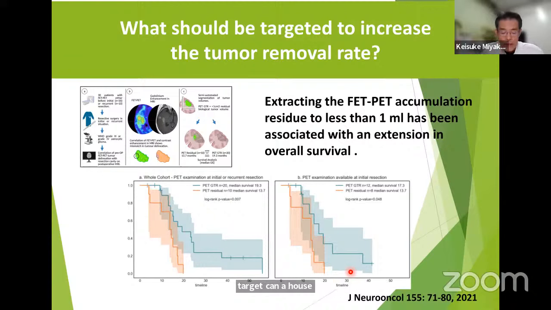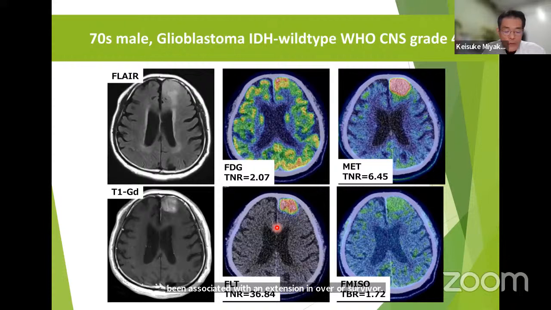We believe that targeting the accumulation on PET scans is a viable option. This is because, as demonstrated in this paper, reducing the FET PET accumulation to less than 1 milliliter has been associated with an extension in overall survival. So I'll show the first illustrative case.